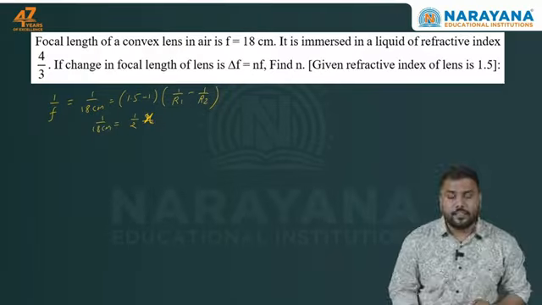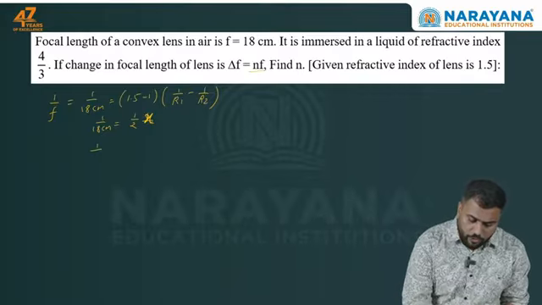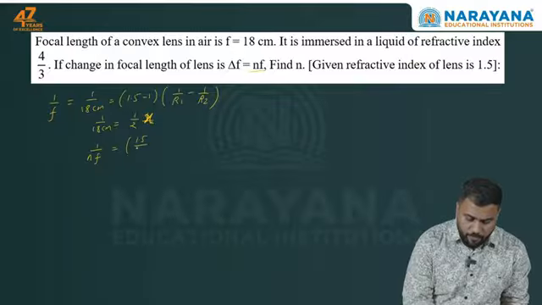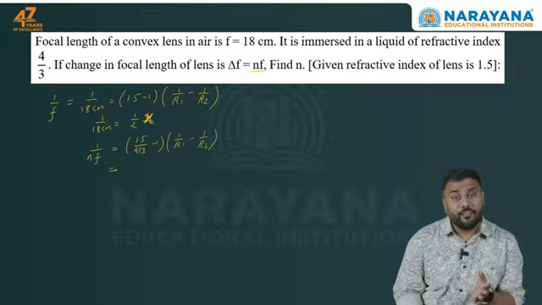For the second case, when this lens is kept in a liquid, the effective focal length the question is providing is n into f, that is n into 18 centimeter. It should be mu of the lens, which is 1.5, upon mu of the medium, whose refractive index is 4 by 3, minus 1, into the same expression 1 by r1 minus 1 by r2. 1.5 is 3 by 2.